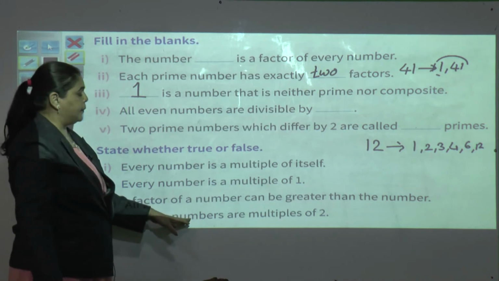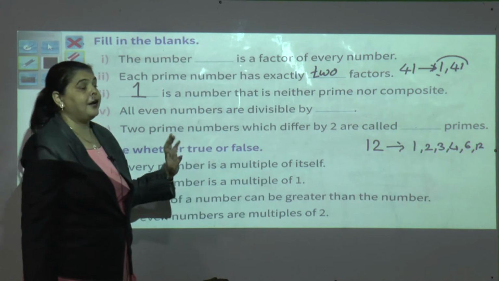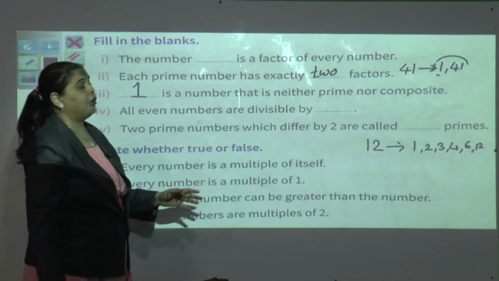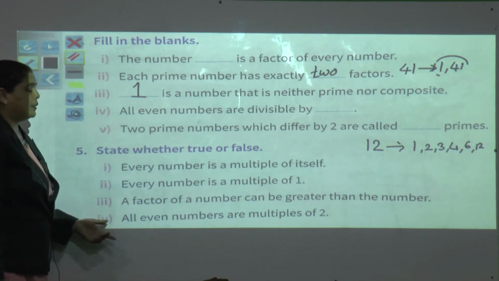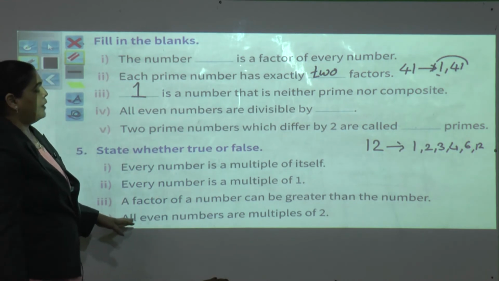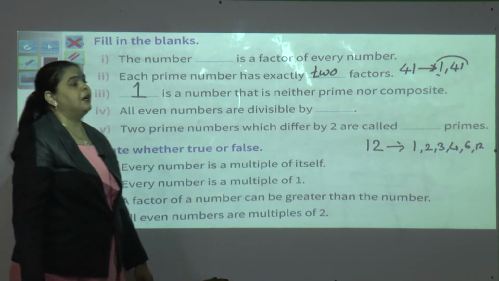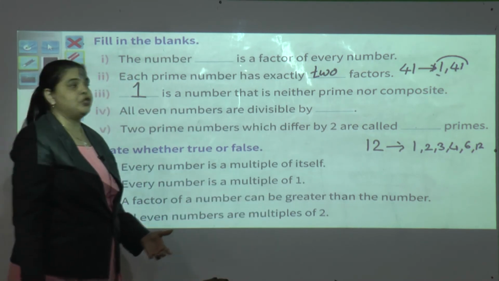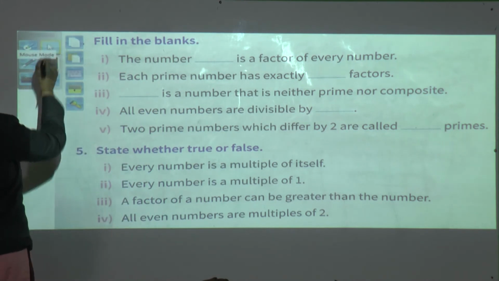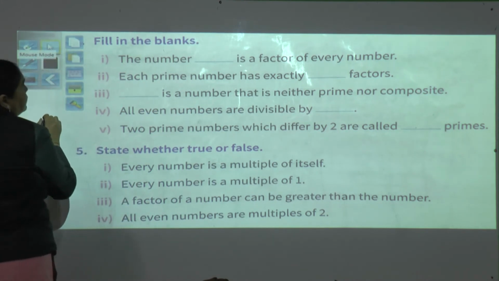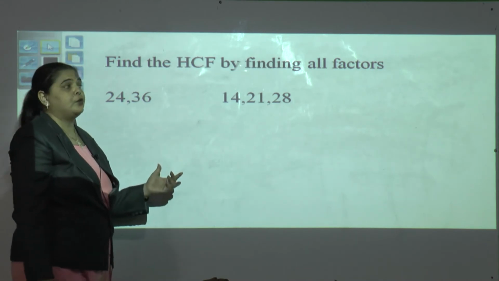All even numbers are multiples of 2. Yes, we had already studied this when we found the factors by the division method and by the tree method. I told you that whenever we have an even number, we start the multiplication by 2 or the division by 2. So it's a true statement. In this way you can solve the fill in the blanks and true or false.